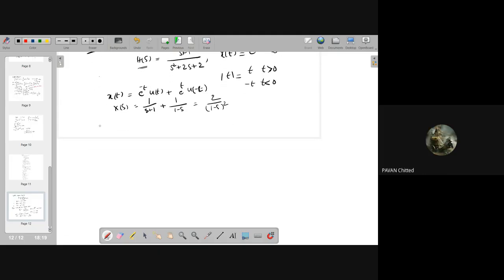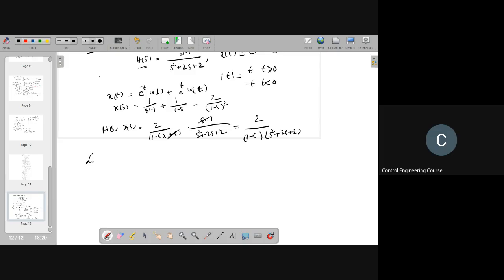Now, H of s into X of s is nothing but 2 by, I am writing this as, (1 minus s) into (1 plus s), into H of s which is (s plus 1) by (s square plus 2s plus 2). I can cancel out this one and this one. Then we will get 2 by (1 minus s) into (s square plus 2s plus 2). Now the inverse Laplace transform of this one. We need to use partial fractions, right?